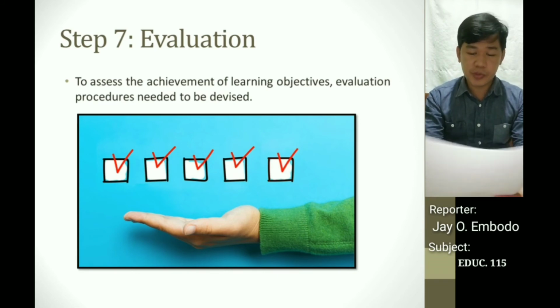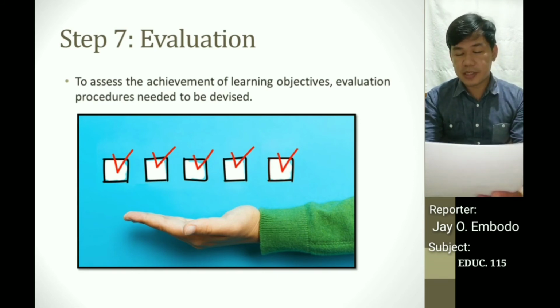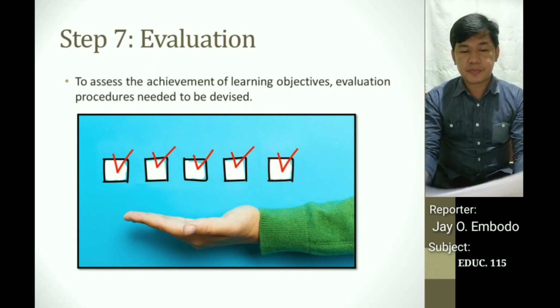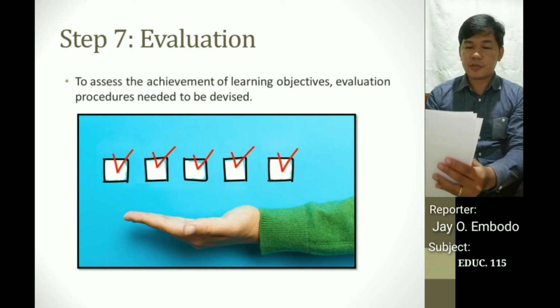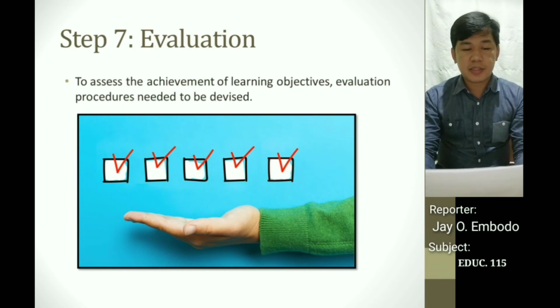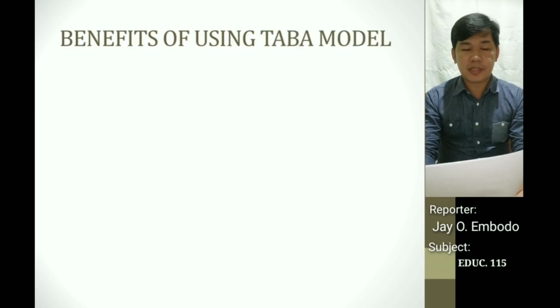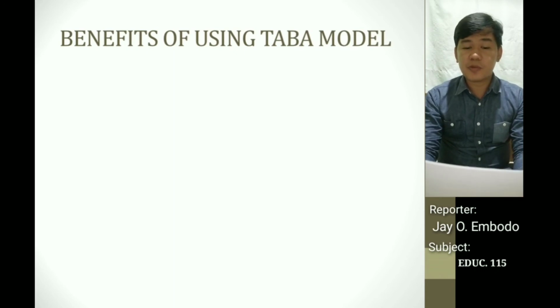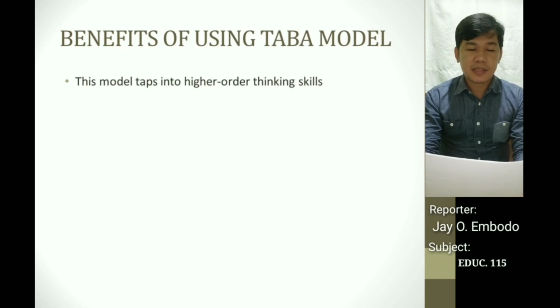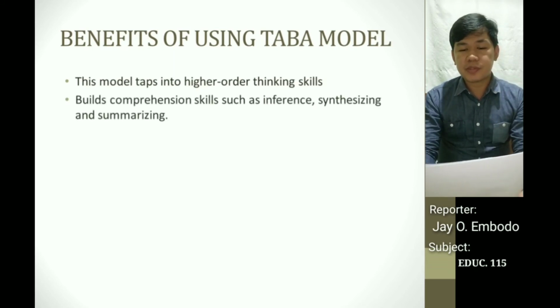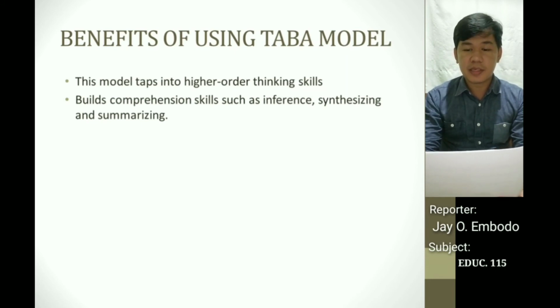So this model also has benefits and limitations. Let me first tell you the benefits of using the Taba model. This model taps into higher order thinking skills. This model builds comprehension skills such as inference, synthesizing, and summarizing.